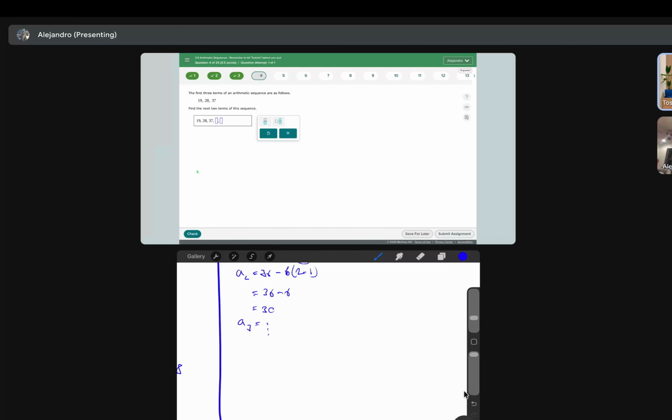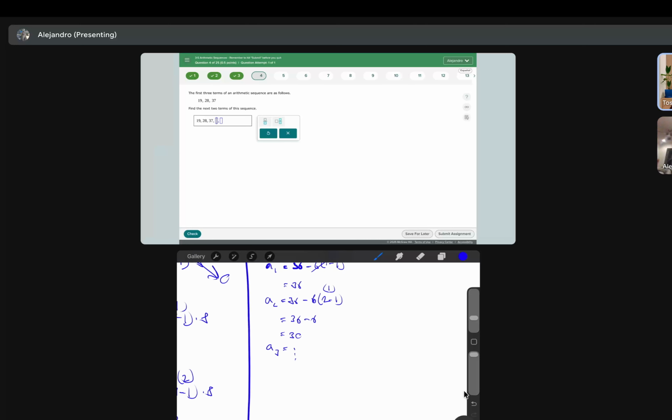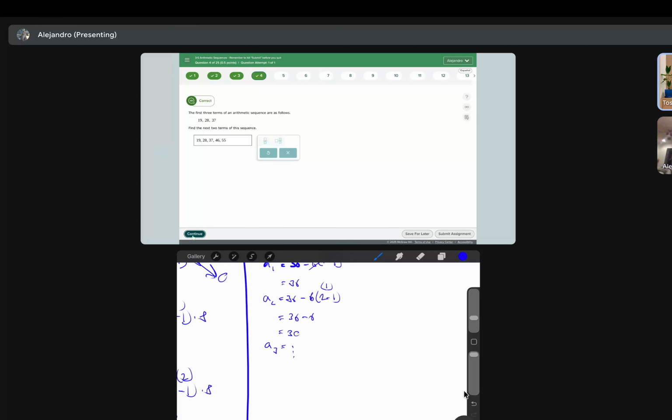Okay. Now, this is also an arithmetic sequence. It says it right there. You want to go ahead and find the difference. It looks like it's increasing by 9. Can you tell? It's increasing by 9. Therefore, you do 37. Do you see that? So 37 plus 9, what is that? 46. And then 46 plus 9, 55. There you go. Very good.